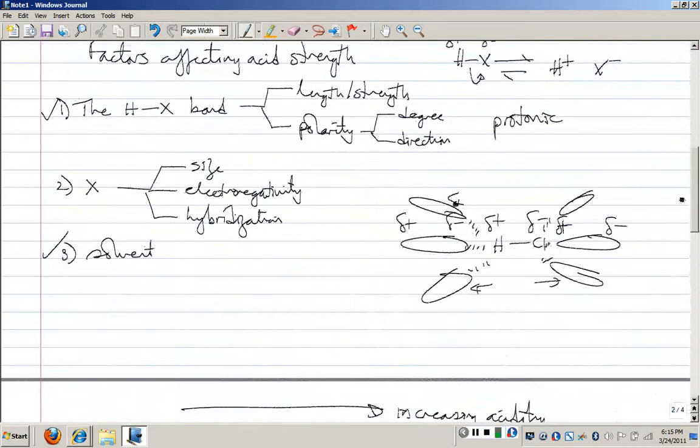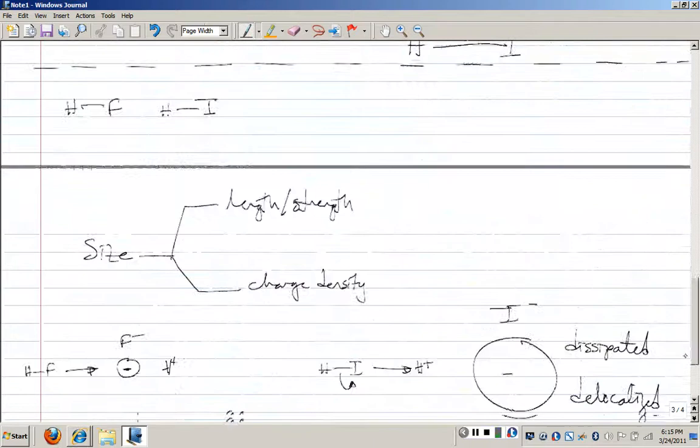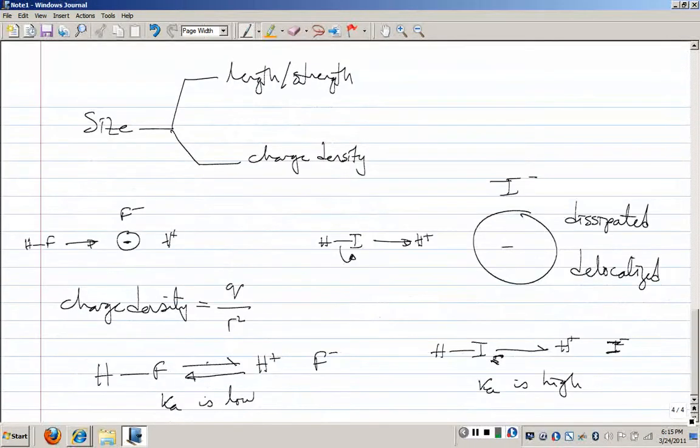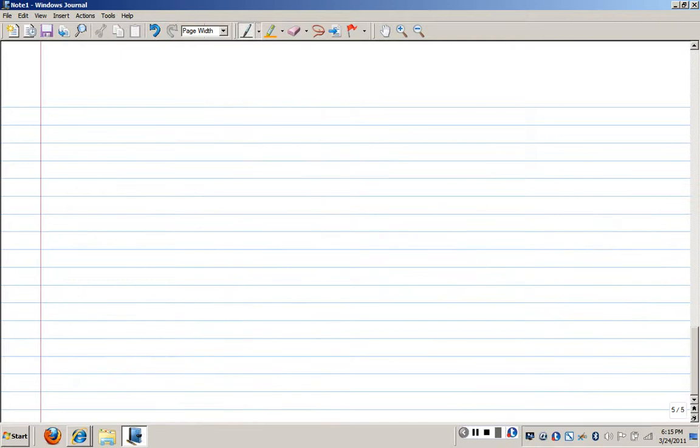Okay, so we've done the size of the atom. Let's look at the electronegativity of the atom and see what role that plays. Well, as you might expect, what I want is for the electron pair in the HX bond to come onto X-. So obviously, the more electronegative X is, the closer to X will the electron pair lie.